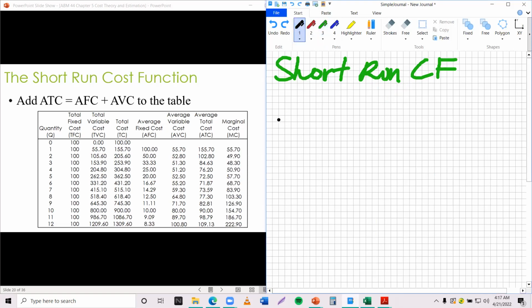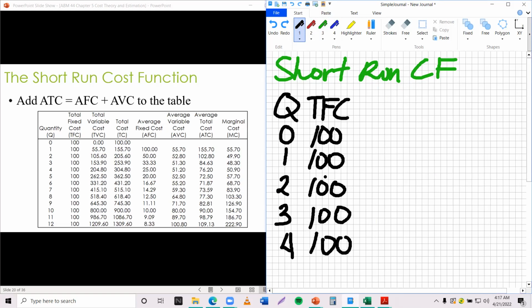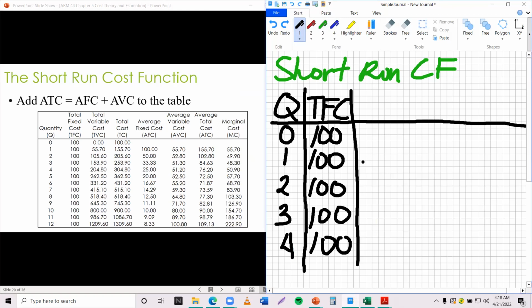So we have, for example, this table. So we have quantity here, quantity of 0, 1, 2, 3, and 4. So this is an example. We have TFC, okay, total fixed cost. So a total fixed cost of 100 dollars. So in every quantity produced, regardless of how much, you'll have the same total fixed cost. So this is an example.